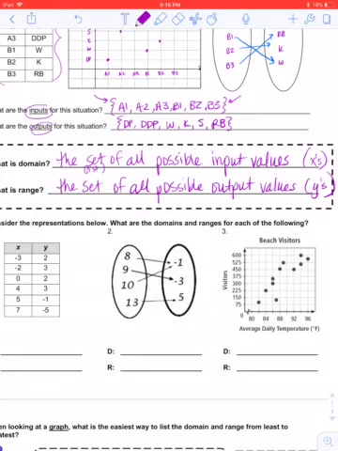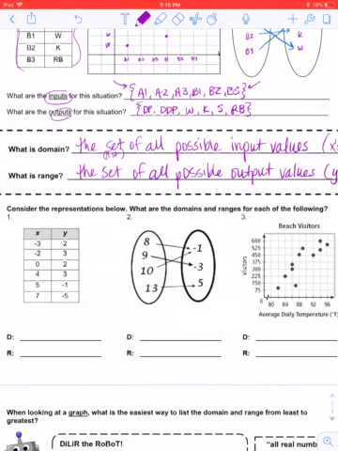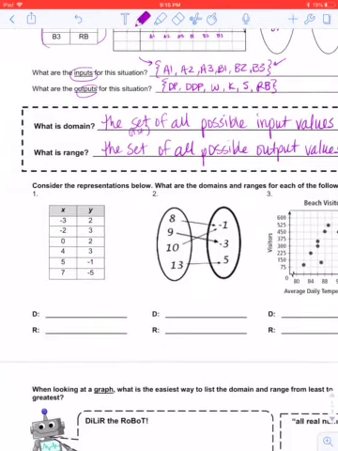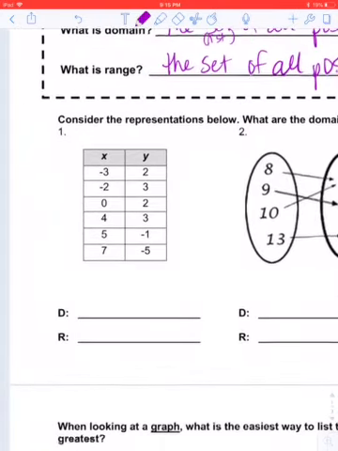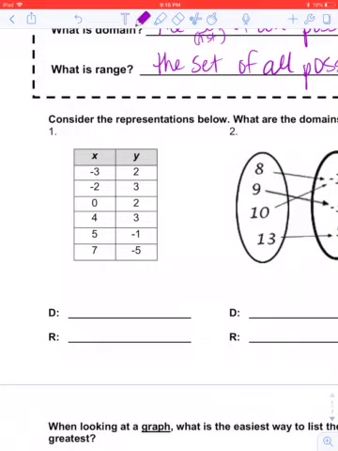So let's just kind of put this into practice. It says, consider the representations below. What are the domains and ranges for each of the following? So, number 1, they're asking us for the domain. Again, they're asking us for a list of all the inputs. Well, those are my x's, right? My domain has to do with my x's. So I just start to make my list. -3, -2, 0, 4, 5, 7. Put my curly brackets there, and there's my domain. It is the list of all the input values.